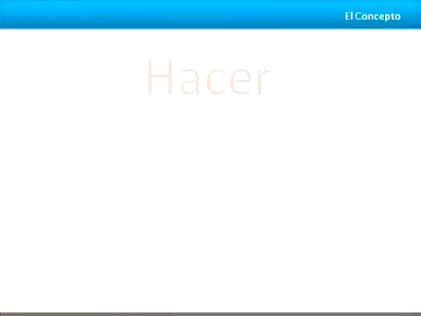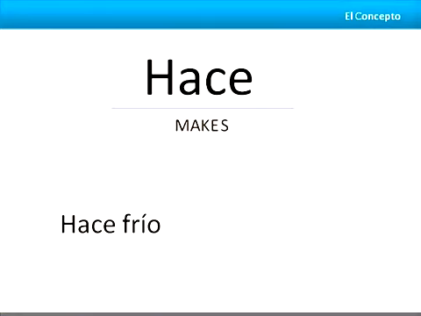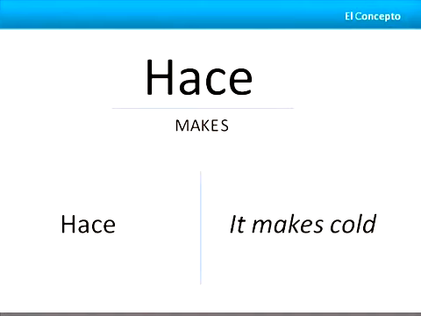The verb hacer, when speaking of the weather, literally means to make. We use the verb hacer, conjugated in the third person singular, hace, to describe weather conditions. If I say, hace frío, I would literally be saying in English, it makes cold. Hace means it makes, and frío means cold. In other words, it's cold. Let's see some more examples.